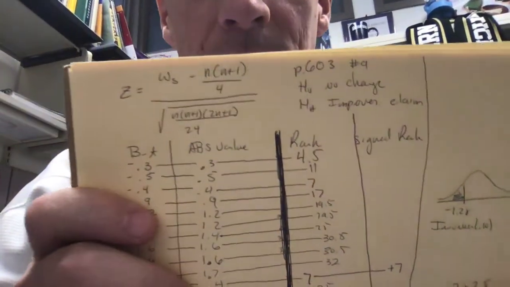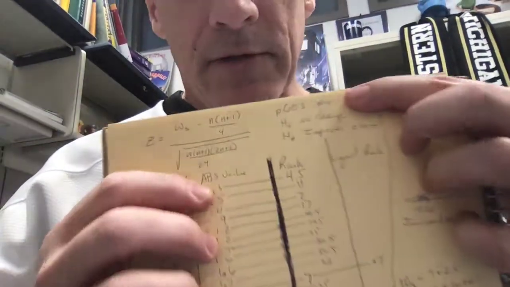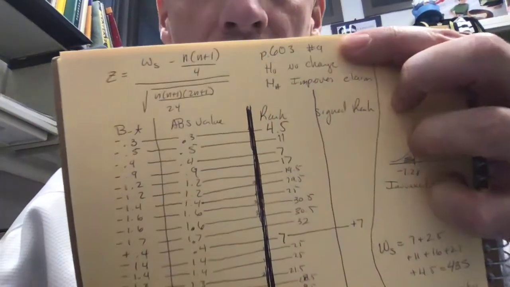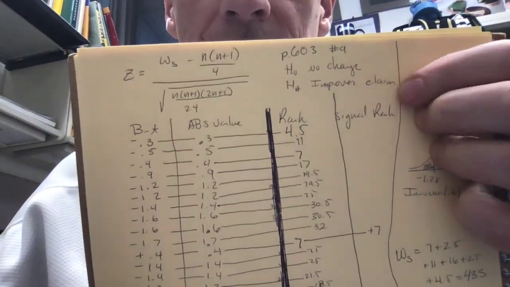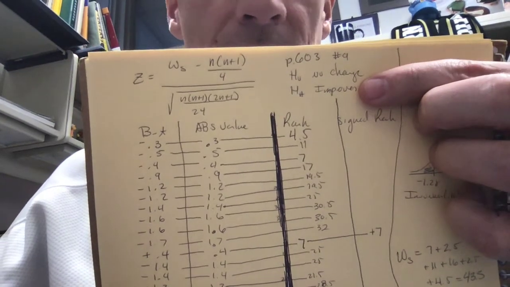I've been asked to do the Wilcoxon signed rank test for a sample size bigger than 30. So we're doing page 603, number 9. If you read the problem, the claim is that we're going to get better gas mileage. So this is my chart. My null, which is right here, is no change. My alternative is that it's improving it.